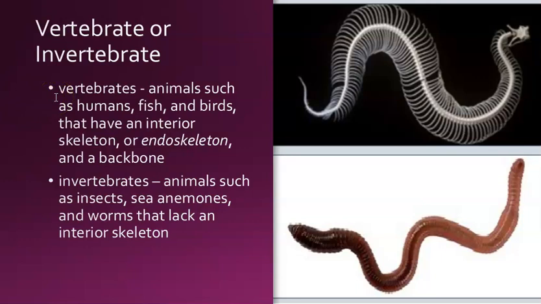Vertebrates are animals such as humans, fish, birds that have an interior skeleton, or what we call an endoskeleton. The prefix endo means inside, and a backbone. So you can see this is an x-ray of a snake, and you can see that it definitely has an internal skeleton. Invertebrates, like insects and sea anemones and worms, those are animals that do not have an endoskeleton or interior skeleton or a backbone.